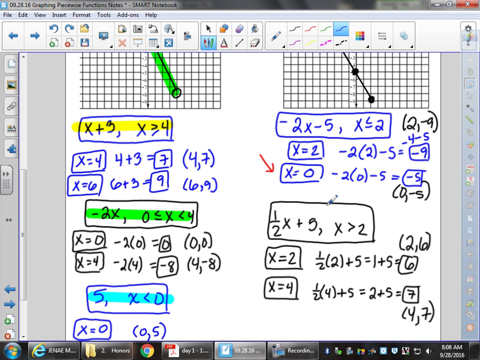Okay, third example on the back. Let's go. Steps don't change.